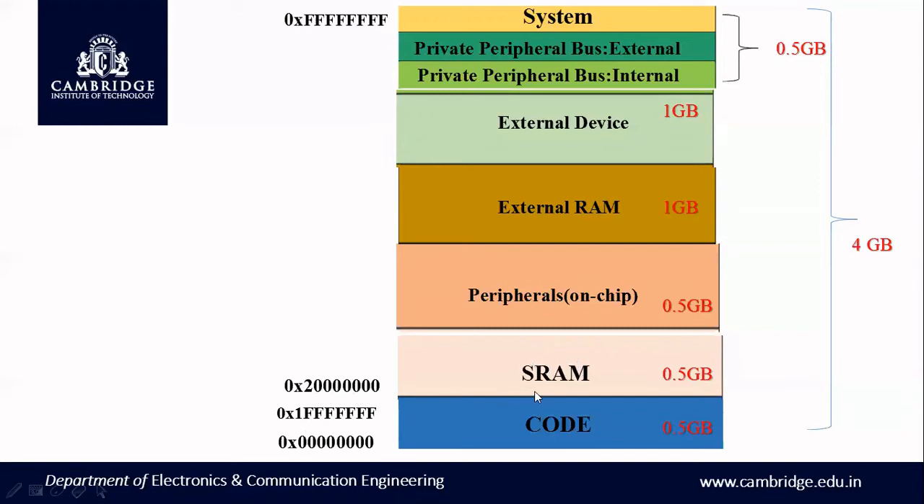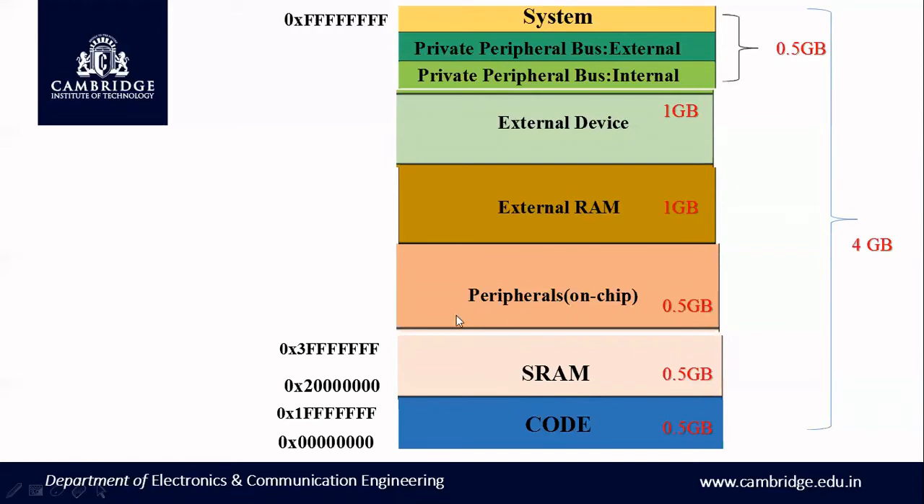My SRAM region would start at this address. Since this is of 0.5 GB, I can generate the last address now by adding to this 1FFFFFFF. When I add this, I would get the last address as 3 followed by 7 Fs. So 2 followed by 7 zeros to 3 followed by 7 Fs is the memory space of my SRAM region.